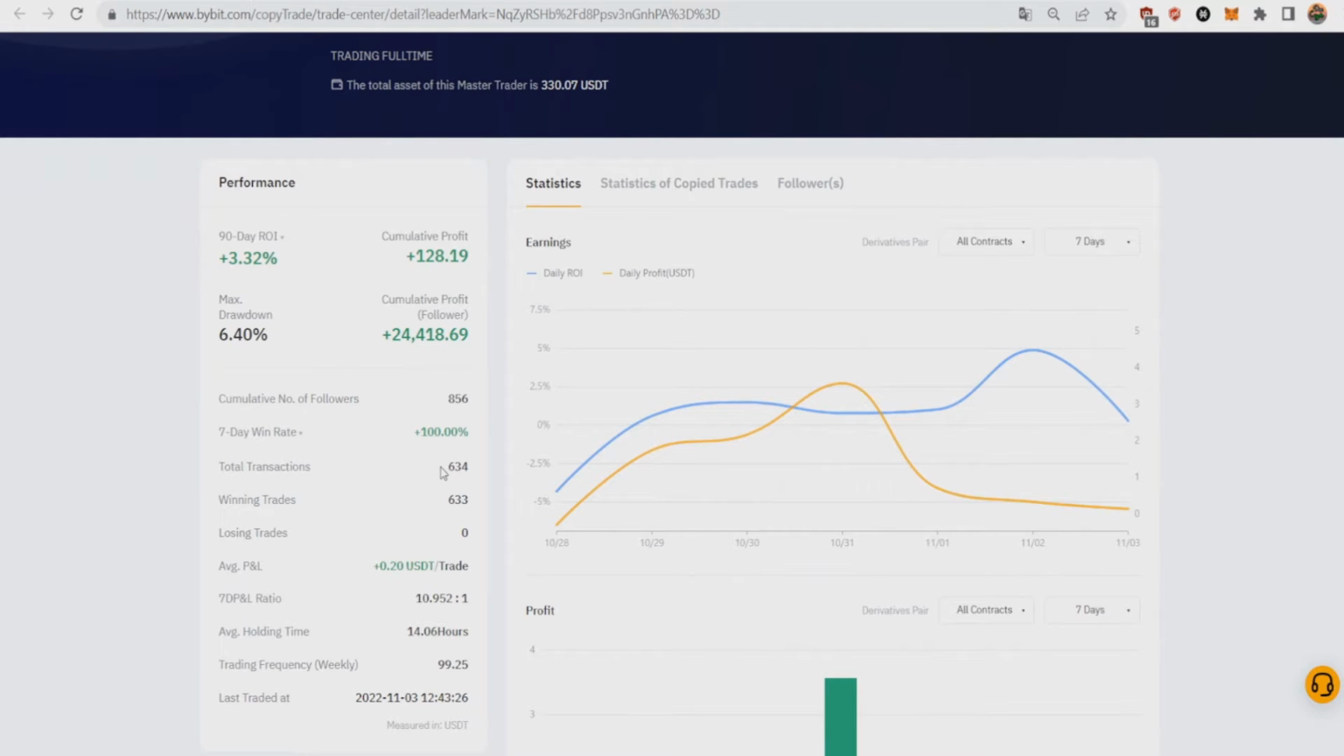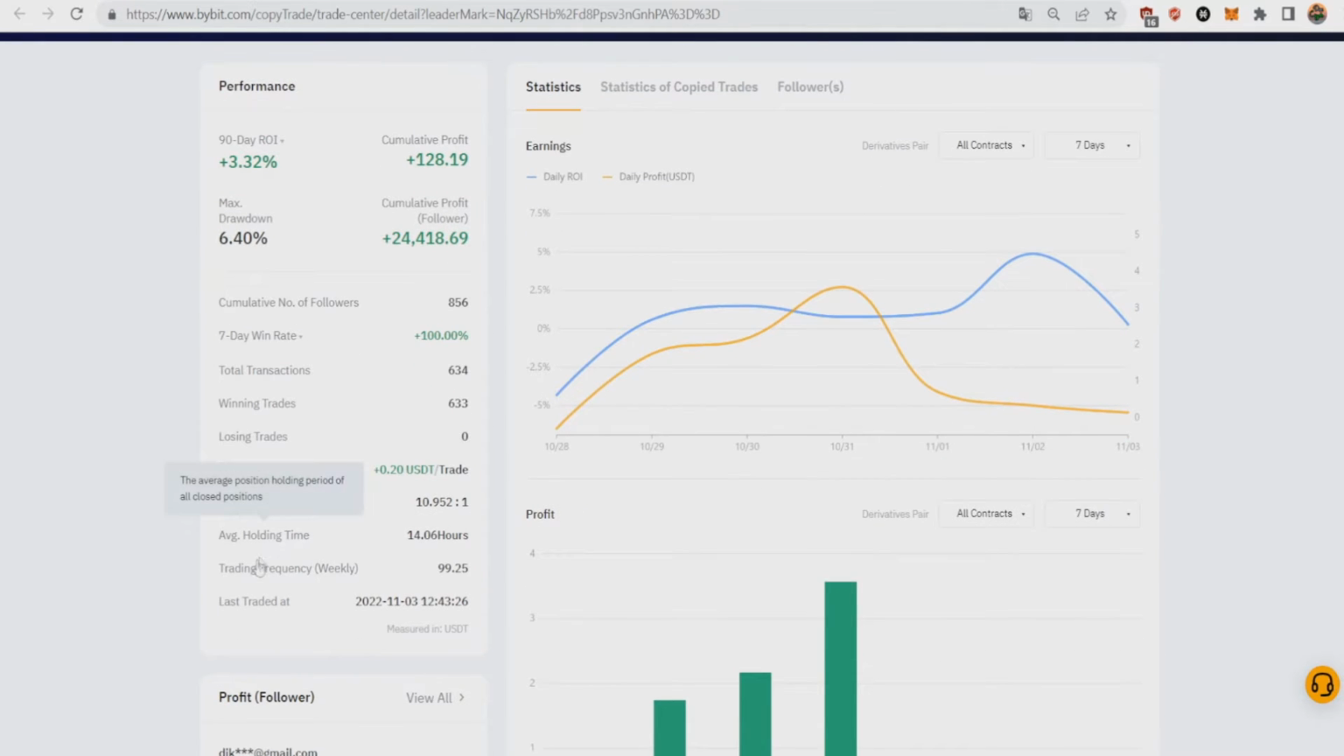And the second thing that is really important is the total wins and losses. So you want a trader with at least 150 trades and all wins. This guy has done 634 trades and has 633 wins and no losses. The 0 means he has an open trade.